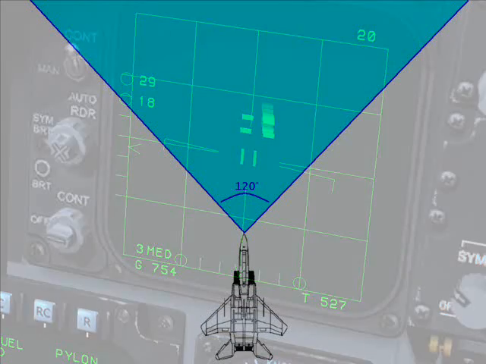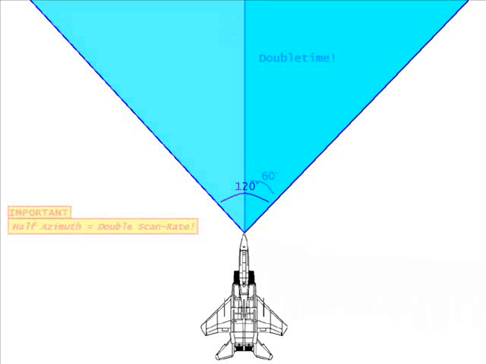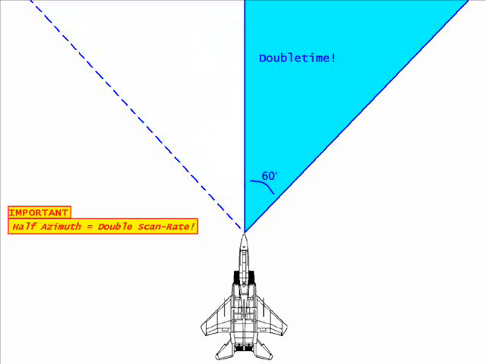I've whipped up a little picture here, and it shows what a normal scan would be like at 120 degrees. It actually takes the antenna quite an amount of time to cover all this distance, and that can be bad sometimes, especially when we start getting into track while scan mode. So what we can do, we can cut the scan area in half, and that will double your scan speed, as I've written here in this second diagram.